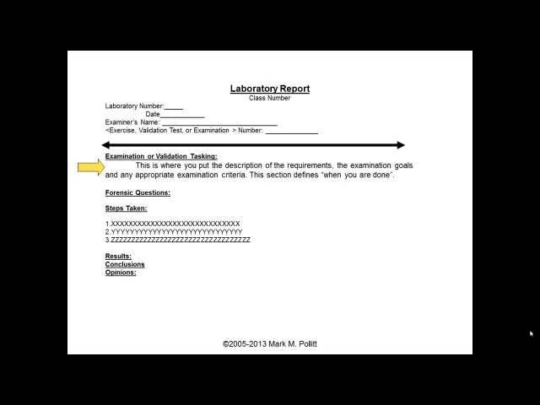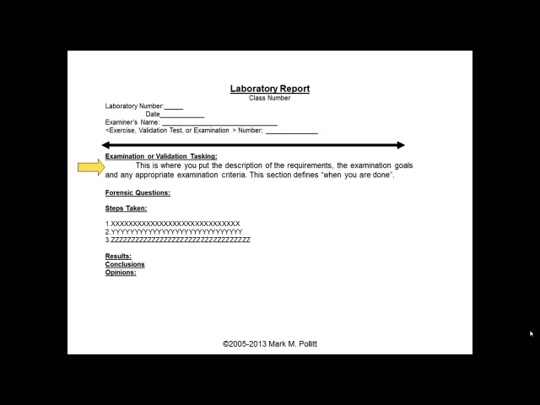This is just a screenshot of kind of the format there. The laboratory number, the date, and the examiner's name are par for the course. You just know what to fill in there. The exercise, validation, test, or examination, pick whatever it is and the number for it and put that in there. Then the first section is examination or validation tasking.